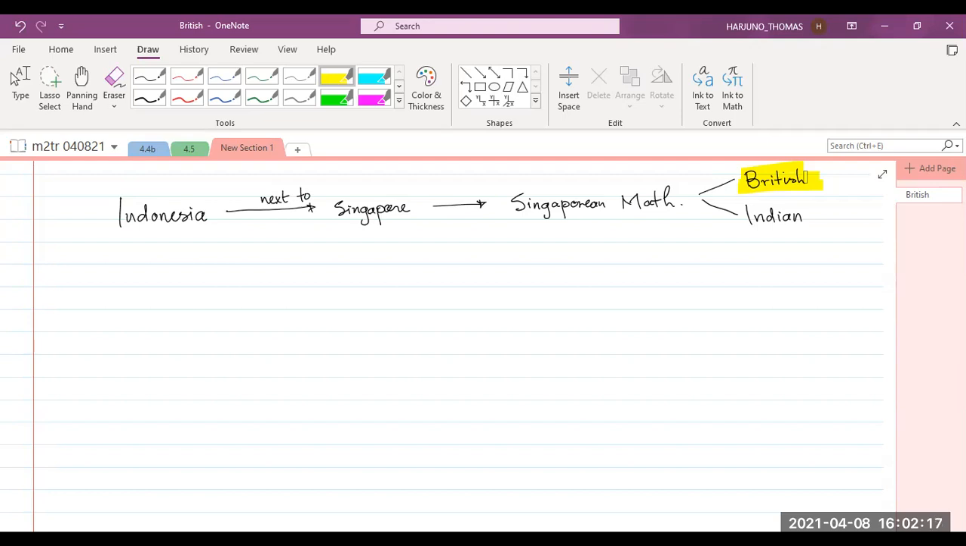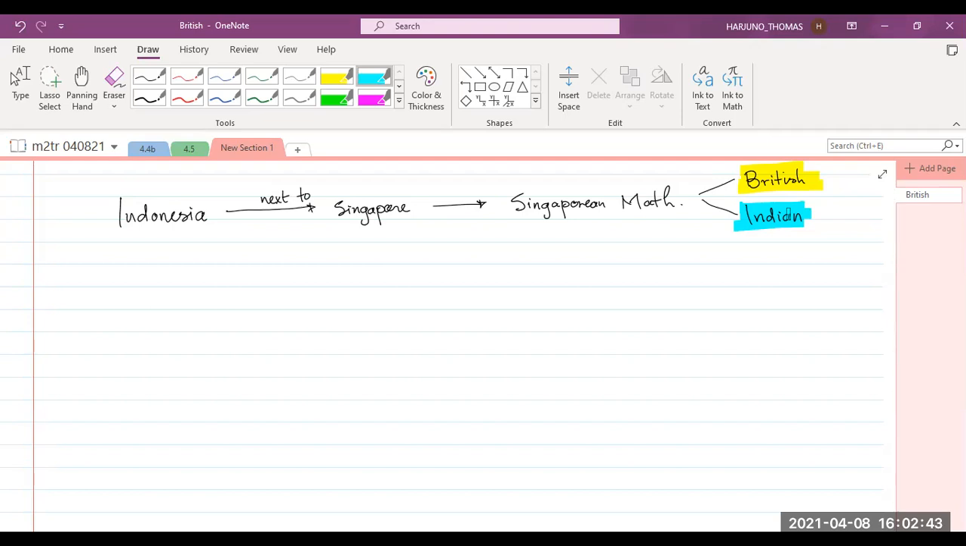So what is the difference between British and Indian? British math tends to be about proving, a lot of very deep understanding. However, math from India emphasizes speed, a lot of repetition.